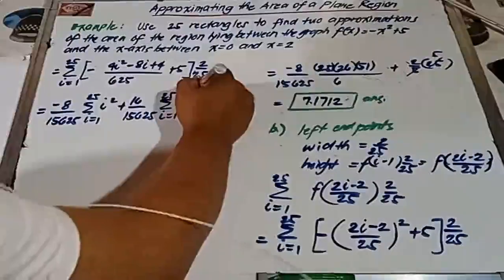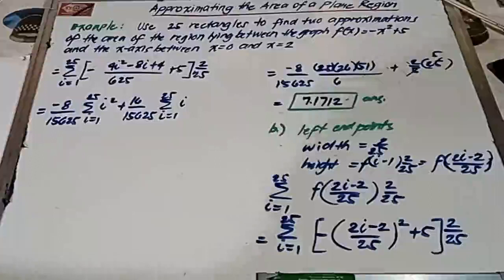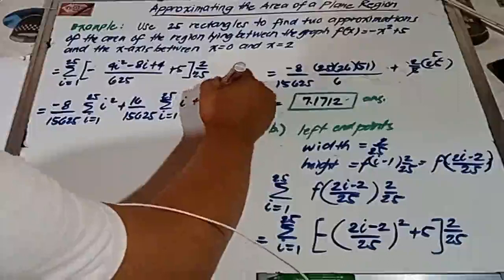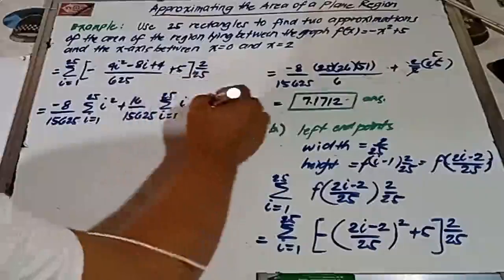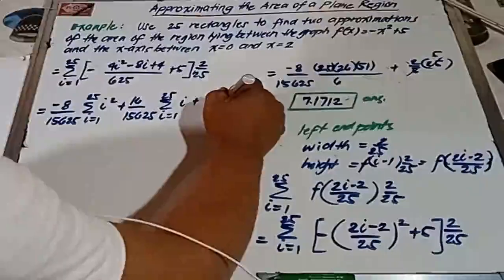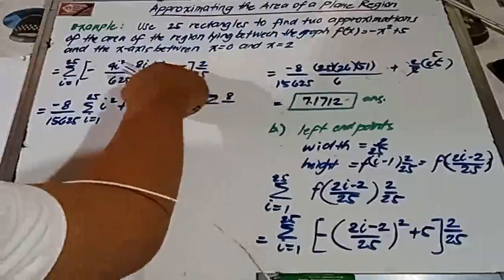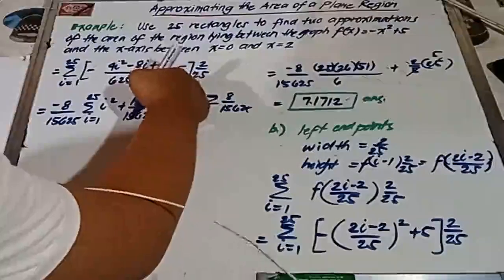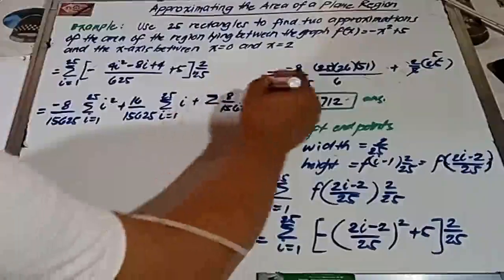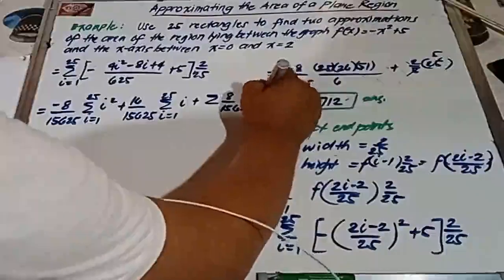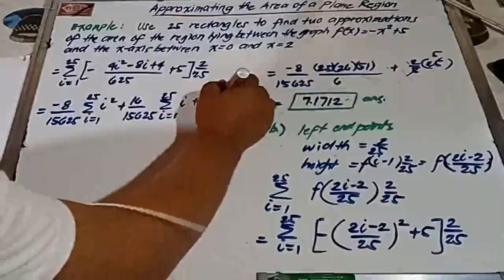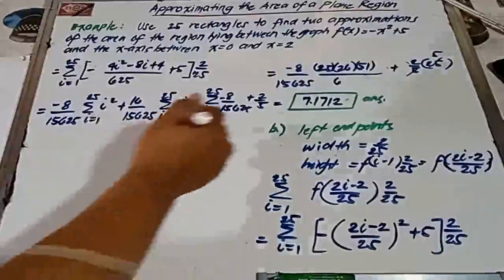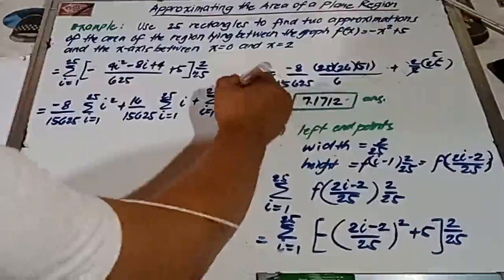Okay. Haba. Huwag na. 8 summation of 8 over 625. Pagsamahin natin yung dalawa. 8 over 15,625. 2 times 5 is 10 over 25. So that is 2 over 5. Plus 2 over 5. By the way, this is minus. Okay. i equal to 1 to 25. Okay. Pinagsama ko na itong dalawang ito.